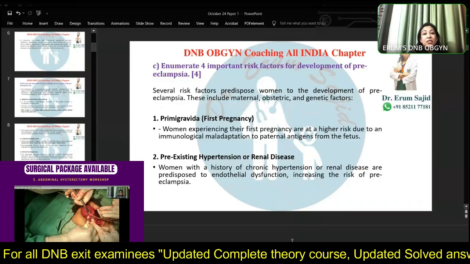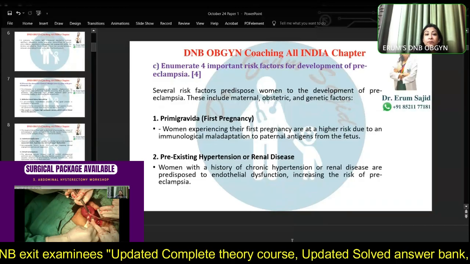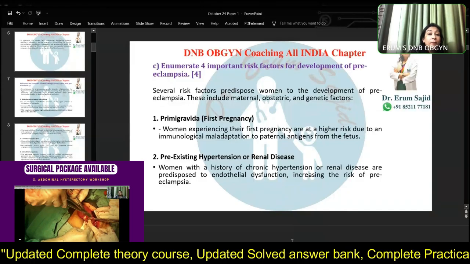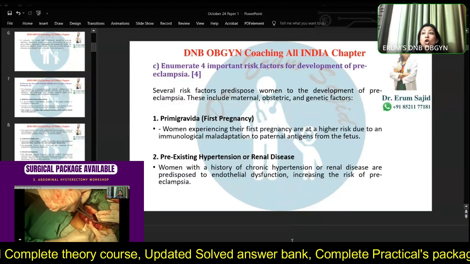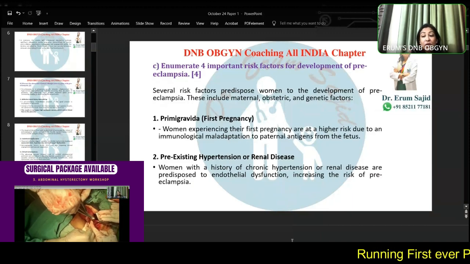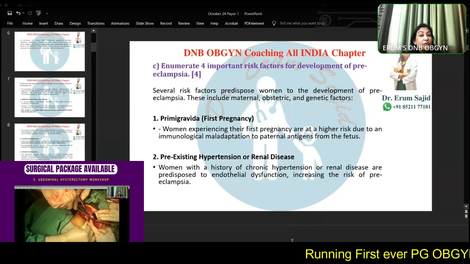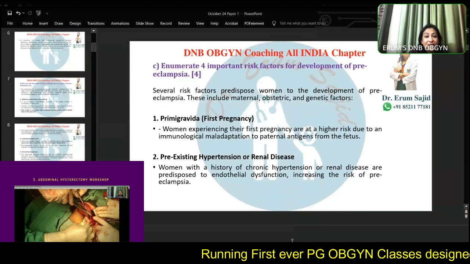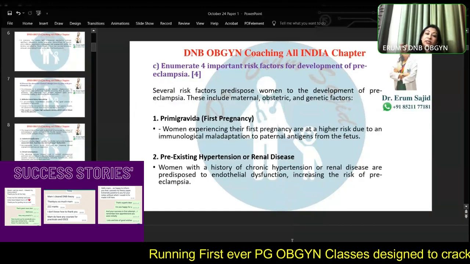Because why do we start aspirin? Aspirin is a prophylactic measure so the patient does not develop hypertension in this pregnancy, correct? So there are certain risk factors which by themselves are sufficient to tell us that this patient will develop preeclampsia. You better start her on aspirin. And the same risk factors will come here as well.